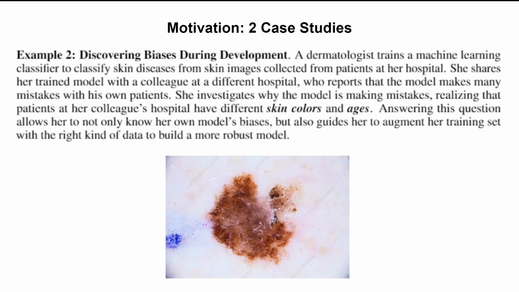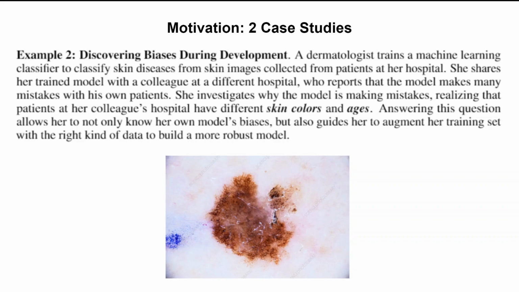As a second example, imagine a dermatologist who trains machine learning classifiers to classify skin diseases from skin images like these. Now, when the dermatologist shares her trained model with a colleague from a different hospital, the model's performance decreases. The model is making lots of mistakes. So she investigates why the model is making these mistakes, realizing that the patients at her colleague's hospital have different skin colors and ages and so on.